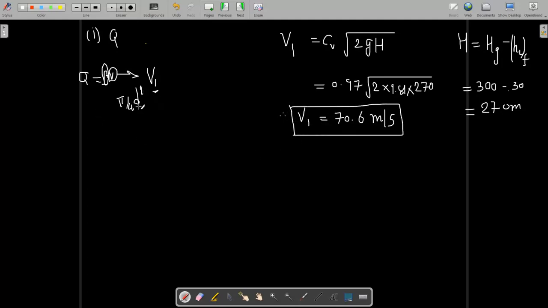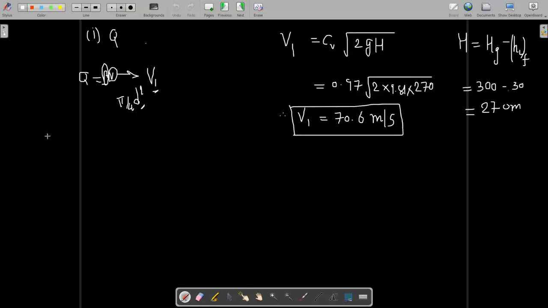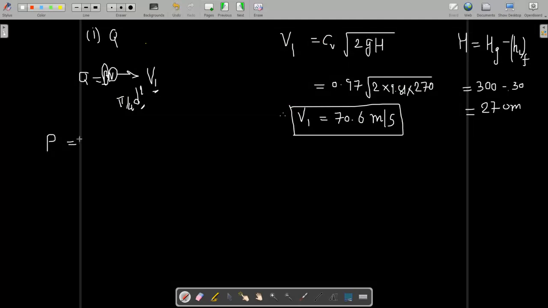Now we have V1, but we do not have D, that means the diameter of the jet. So that we have to also find. So now what to do? Which equation has Q included? Just go into the given data. Here we have power, the power value is given. The equation of power for the Pelton turbine is given by overall efficiency into rho Q into U bracket V1 minus U into 1 plus K cos beta 2.